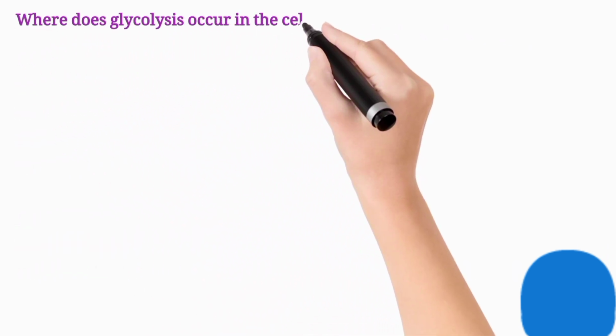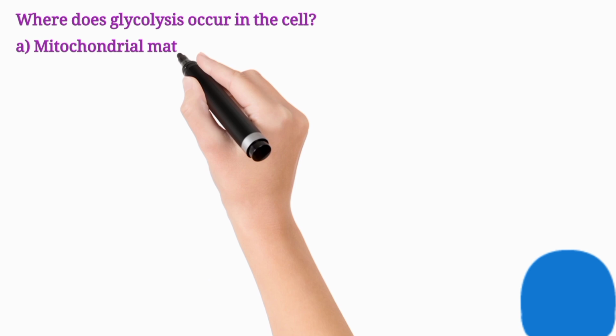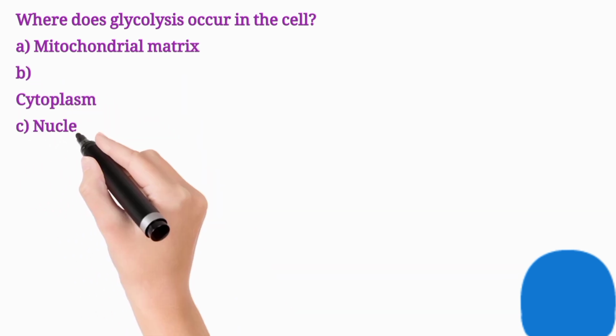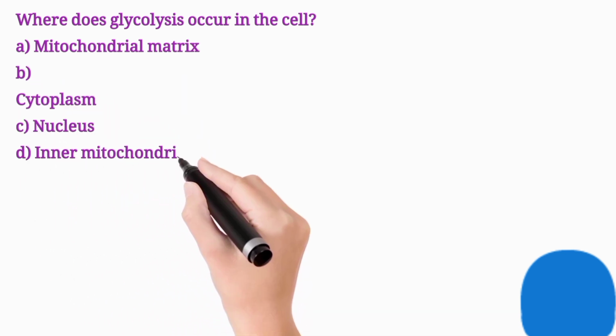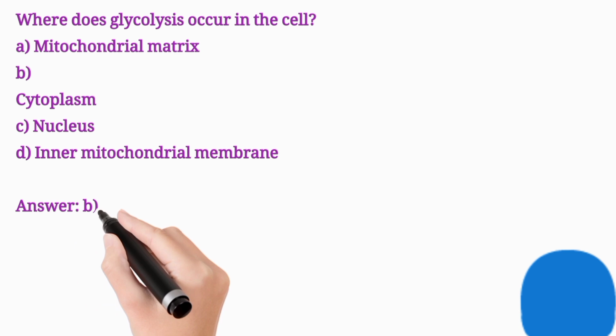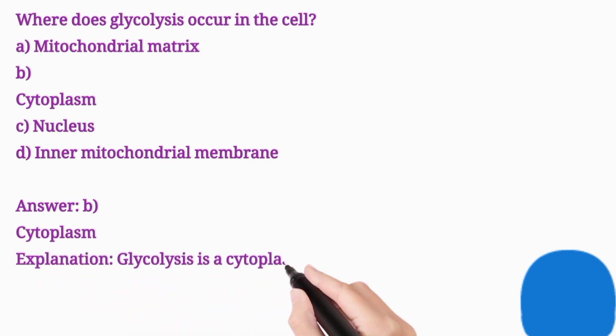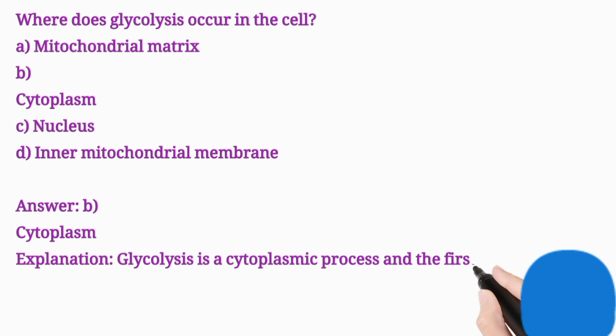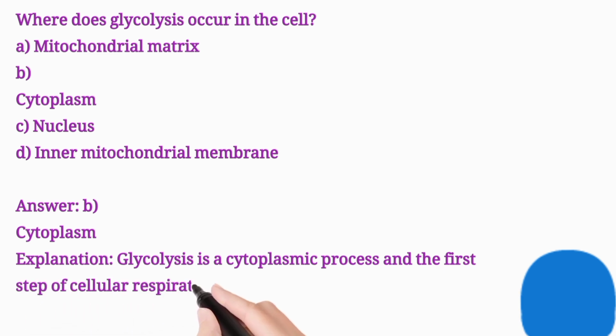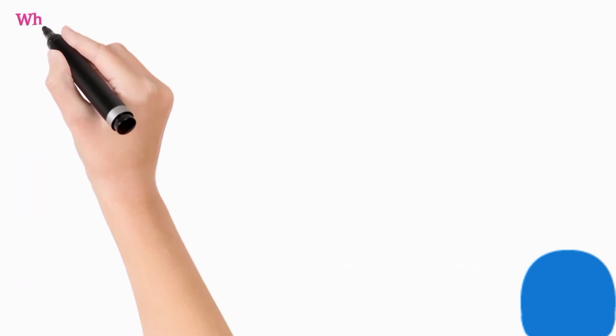Where does glycolysis occur in the cell? Mitochondrial matrix, cytoplasm, nucleus, inner mitochondrial membrane. Cytoplasm. Glycolysis is a cytoplasmic process and the first step of cellular respiration.